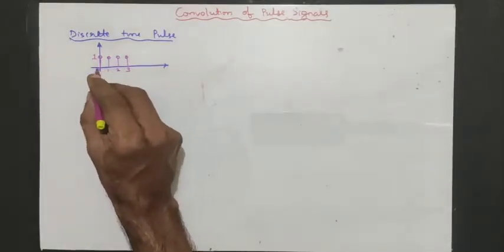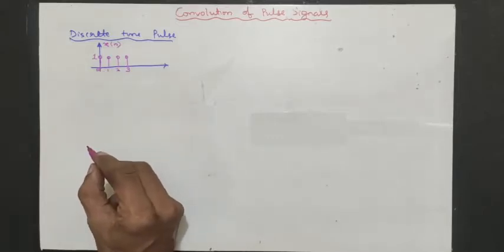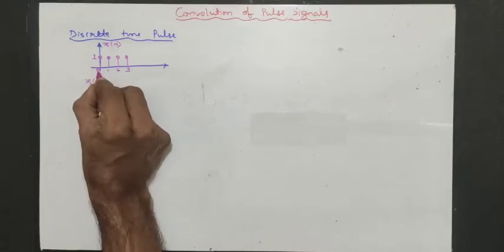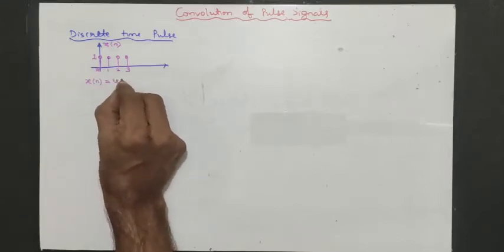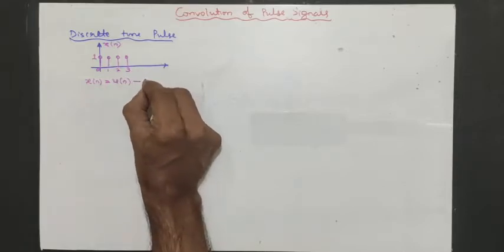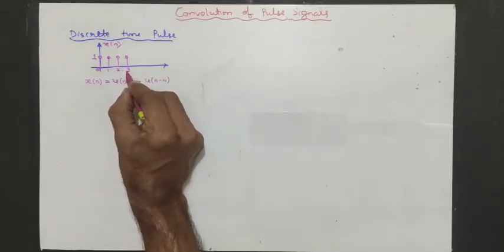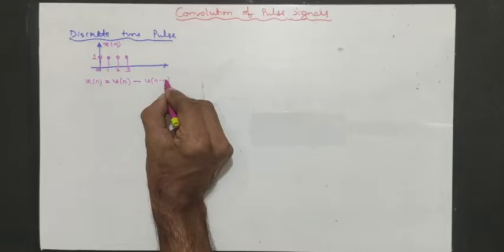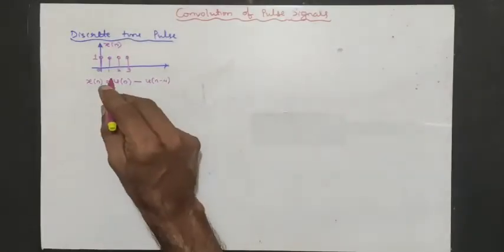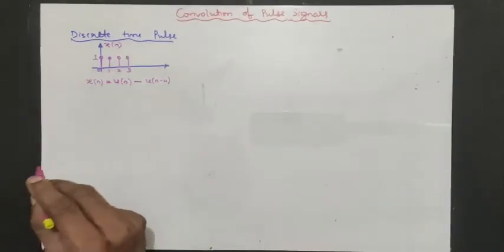Now, how exactly to write the equation for this? This is x of n. Now, how exactly to write the equation for this x of n? For x of n, you have to see the starting point. It is 0. That means it is u of n, minus, where exactly does it end? 3. You have to write it as u of n minus 4. Please verify. Please check that. Here it is 3. Here it is 4. That's how you can write the pulse signal equation in case of discrete time.